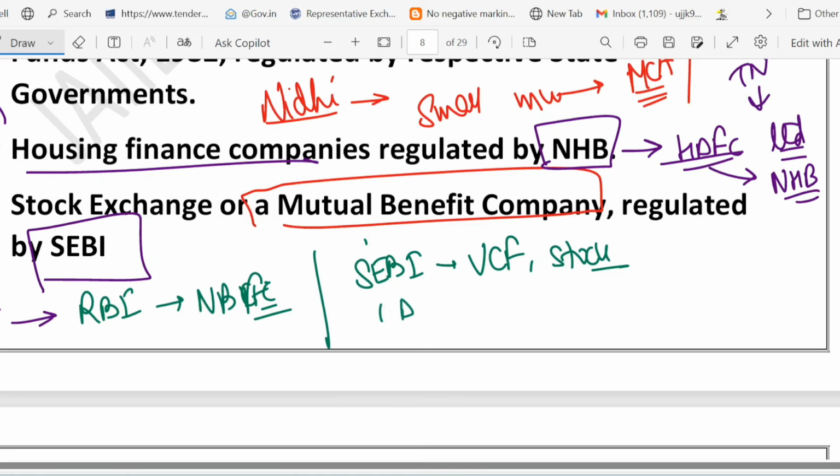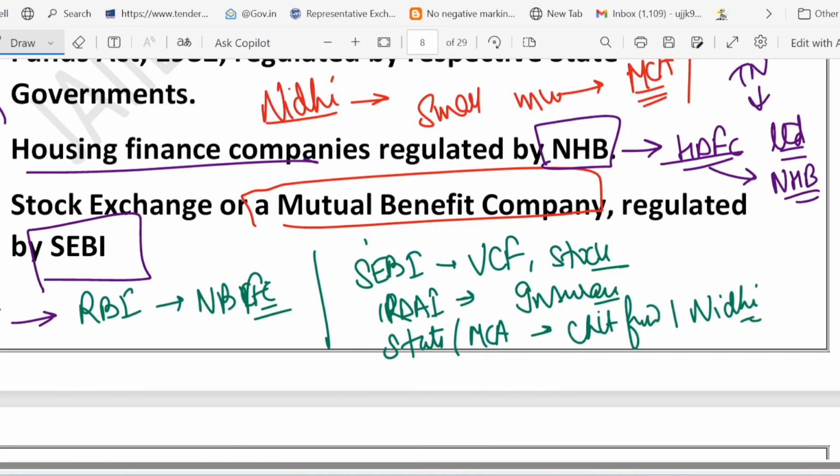Then the IRDAI domain is there. In the case of the IRDAI domain, I told you that some insurance-linked NBFCs are there. Then state/MCA is there, basically chit funds. Chit funds and Nidhi companies come under this. Then NHB, the National Housing Bank, we talked about. These are HFCs, Housing Finance Companies. I gave you the example of HDFC Limited before merging with HDFC Bank. So the goal is to ensure that no financial activity goes unsupervised.